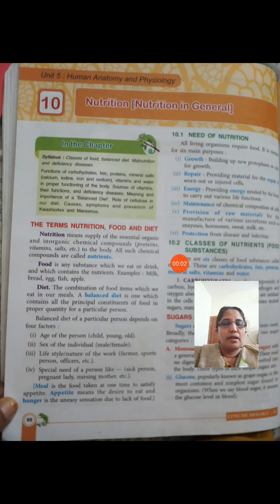Good evening, students. Let us start the 10th chapter, Nutrition. Here we learn something about the nutrients: carbohydrates, fat, vitamins, minerals. Some are energy giving, some are protective food, some are body building food. Everything we learned in previous classes, but in this 9th standard chapter, you are learning the same thing in more detail.